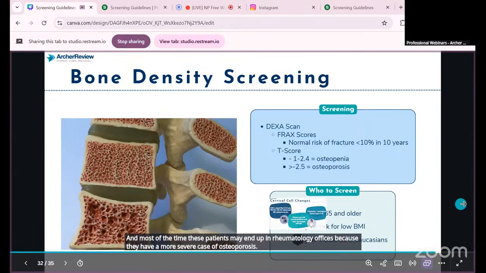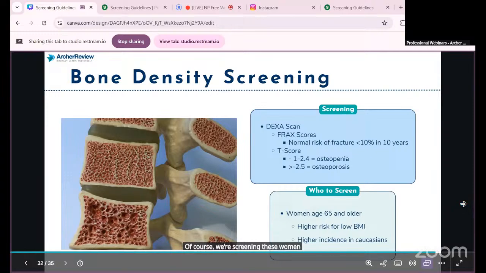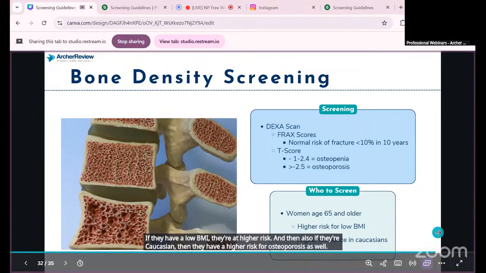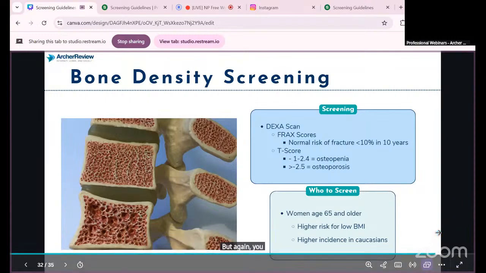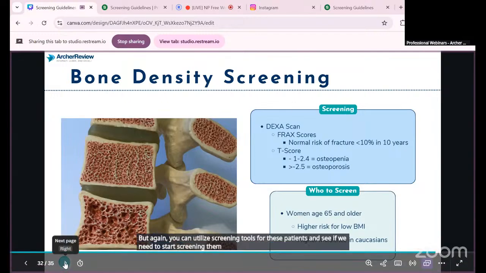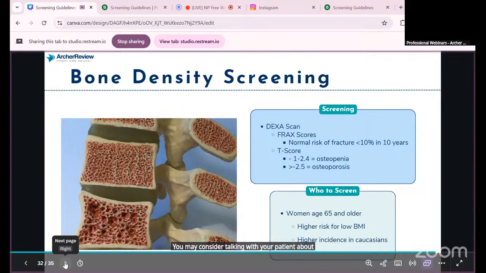Of course, we're screening these women ages 65 and older with a DEXA scan. If they have a low BMI, they're at higher risk. And then also if they're Caucasian, then they have a higher risk for osteoporosis as well. But again, you can utilize screening tools for these patients and see if we need to start screening them earlier. For example, maybe they've had some fractures, or maybe they've been on long-term estrogen therapy. You may consider talking with your patient about getting a DEXA scan earlier.